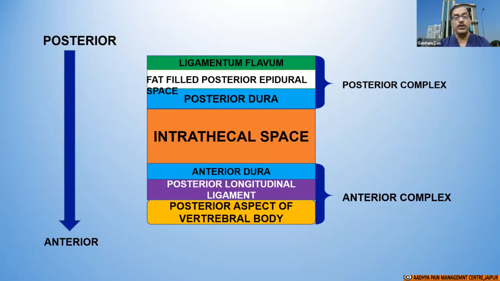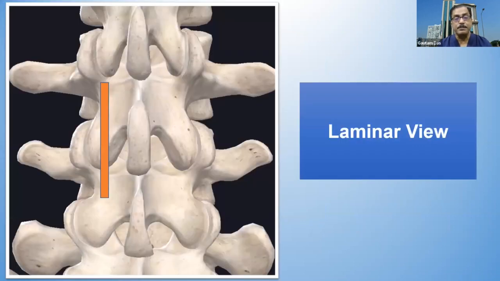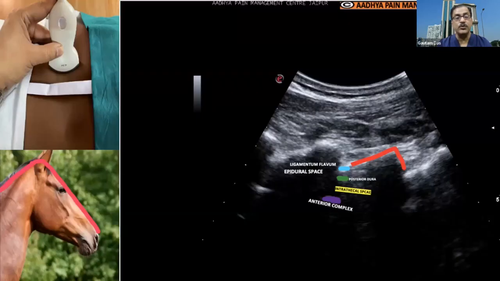And then when we go into the interlaminar space, the parasagittal oblique, we'll be able to see these structures: the laminar view, and the parasagittal oblique. This is also called the horse-head view. These are the lamina, and again these are the erector spinae muscles. Then we will identify the posterior complex. The posterior complex consists of the ligamentum flavum posteriorly and the posterior dura. Together these are called the posterior complex.